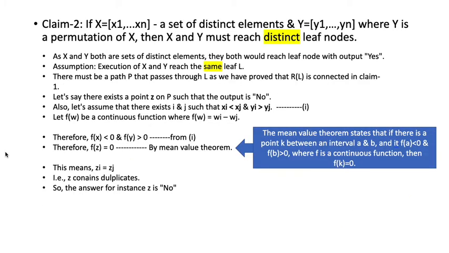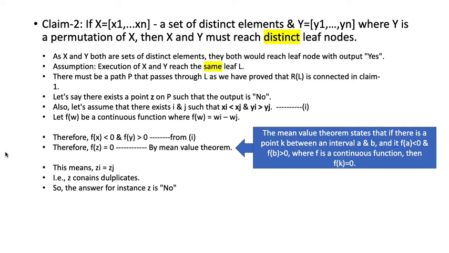Now let's come to claim number 2, where we are saying that there is an instance X with n distinct elements, and there is an instance Y, again with n distinct elements, but Y is a permutation of X. In this case, we are claiming that X and Y must reach distinct leaf nodes.